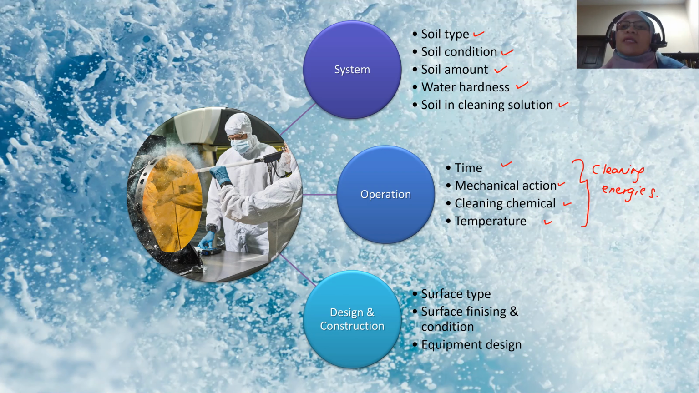The next parameter that might influence the cleaning rate is the design and construction of the cleaning equipment and the processing equipment. The details involved are the surface type, surface finishing and condition, and the equipment design.